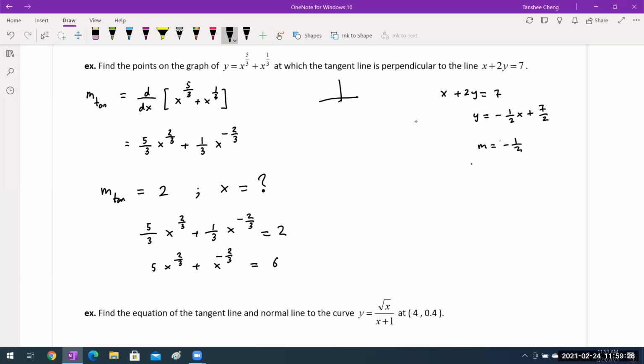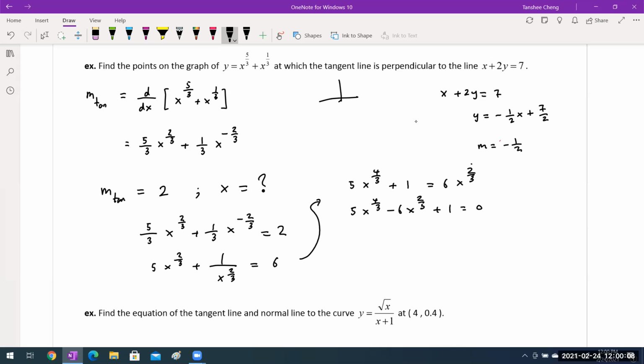And then what we can do is, look at this. This is a negative exponent, right? So I can change it into positive exponents, which is going to be 1 over x to the 2/3. So I can multiply everything by this x to the 2/3 again, right? That will give us 5x to the 4 over 3, and then plus 1 equal to 6x to the 2/3. So when I bring this to the other side, it will be 5x to the 4/3 minus 6x to the 2/3 plus 1 equal to 0.